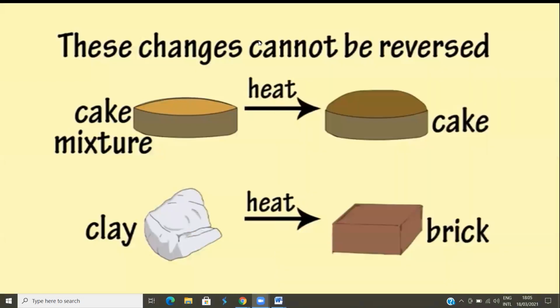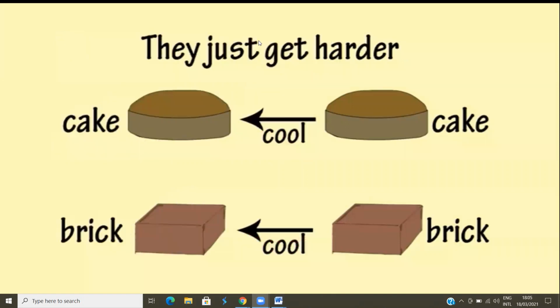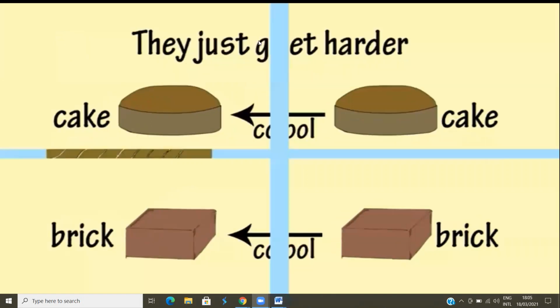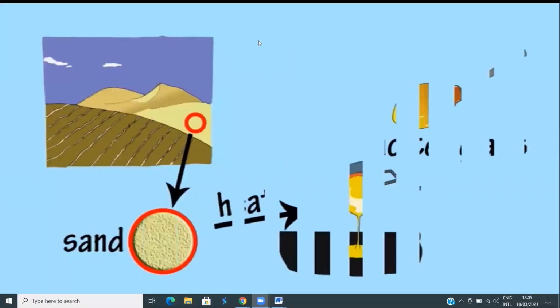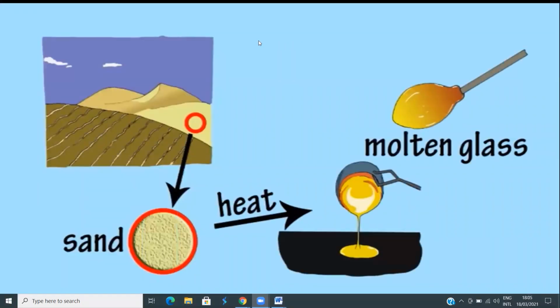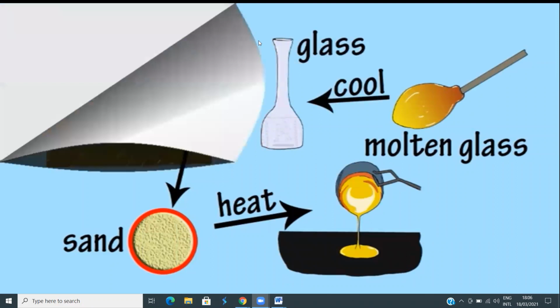These changes cannot be reversed. Cake doesn't change back into cake mixture, and bricks don't change back into clay when they are cooled down. They just get harder. A similar thing happens with sand. If it is heated to very high temperatures, it will turn into molten glass. And when this is cooled down, it turns into the hard material we know as glass.